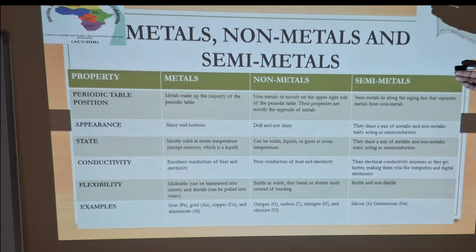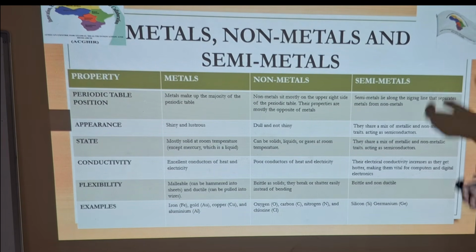We also have what we call nonmetals. So nonmetals basically sit mostly on the upper right side of the periodic table. Their properties are mostly the opposite of metals. In terms of appearance, they are dull and not shiny. In terms of state, they can be solids, liquids, or gases at room temperature.